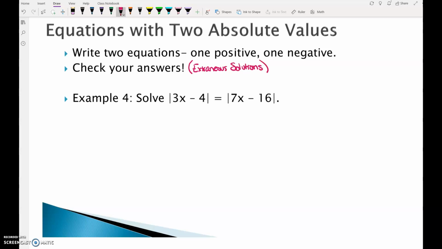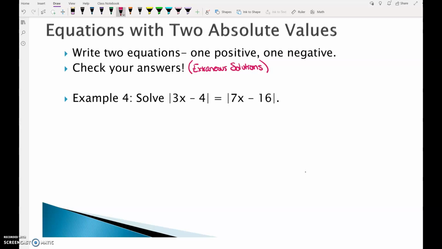Extraneous solutions are solutions that mathematically are fine. The process that we use to solve them makes them appear to be solutions, but when we actually use those solutions, they don't really work in the original problem.